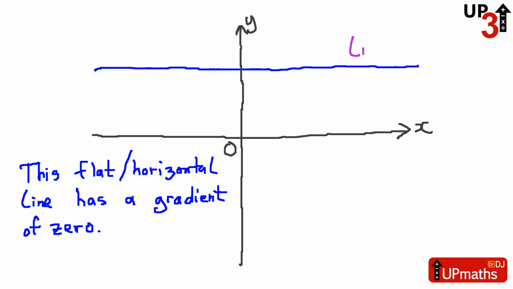This is a line. You could also call it a straight line. It's flat, it's horizontal, and it has a gradient of 0.